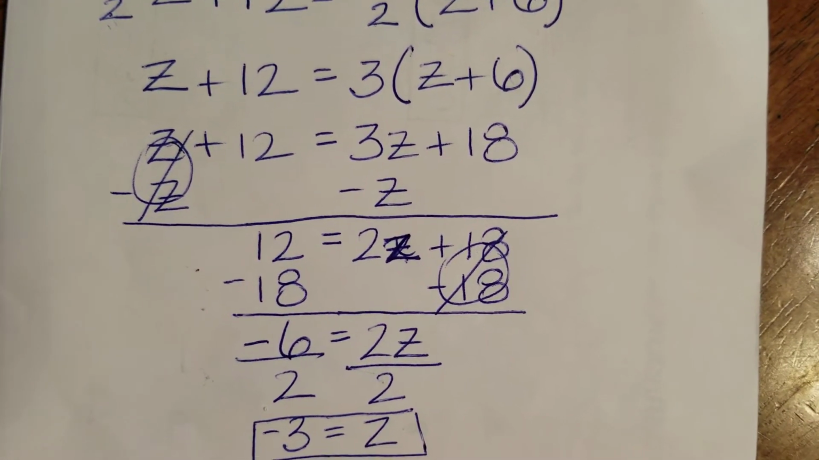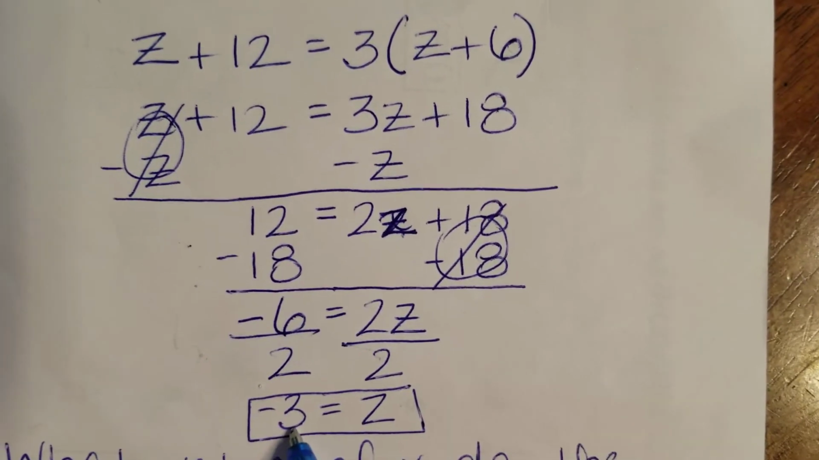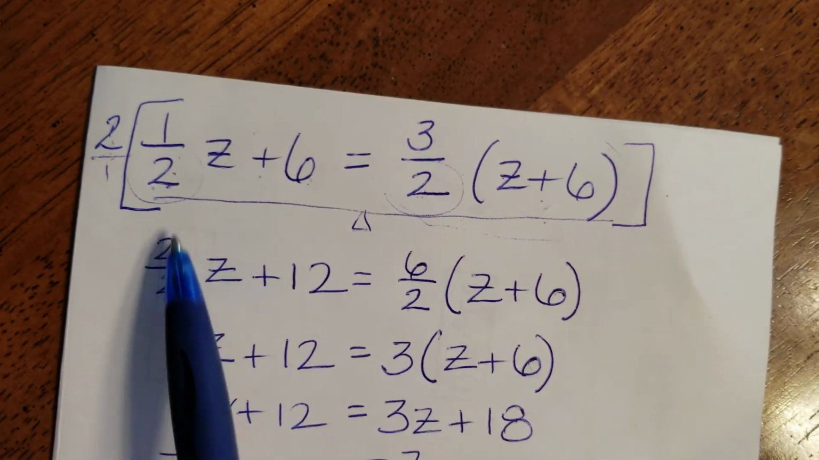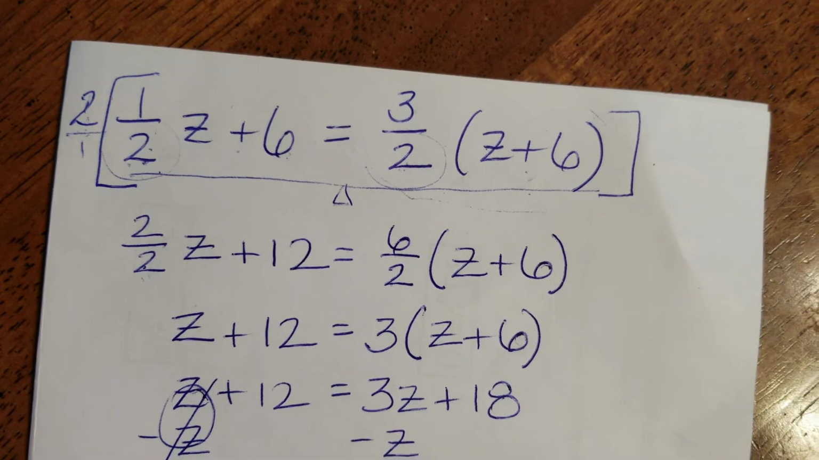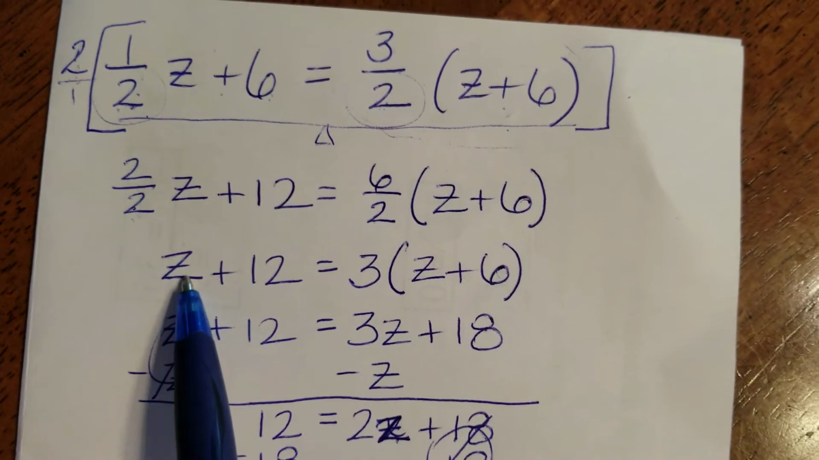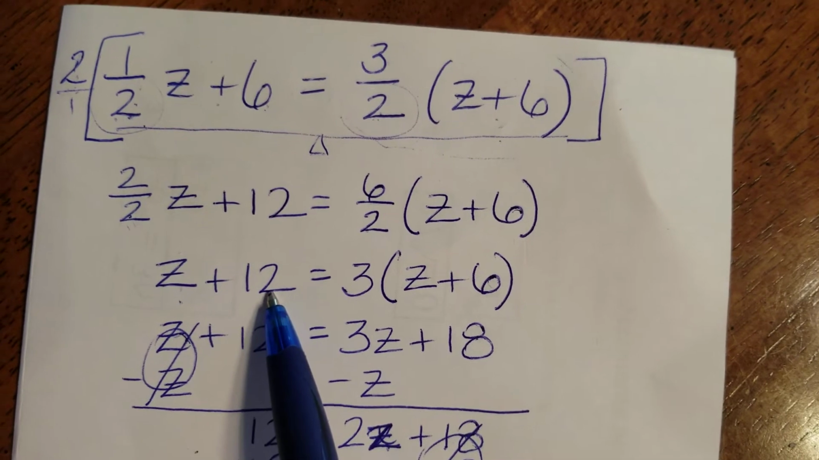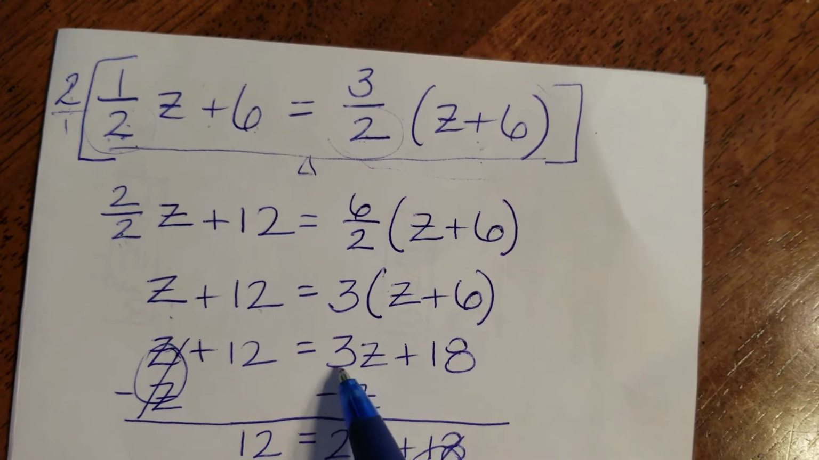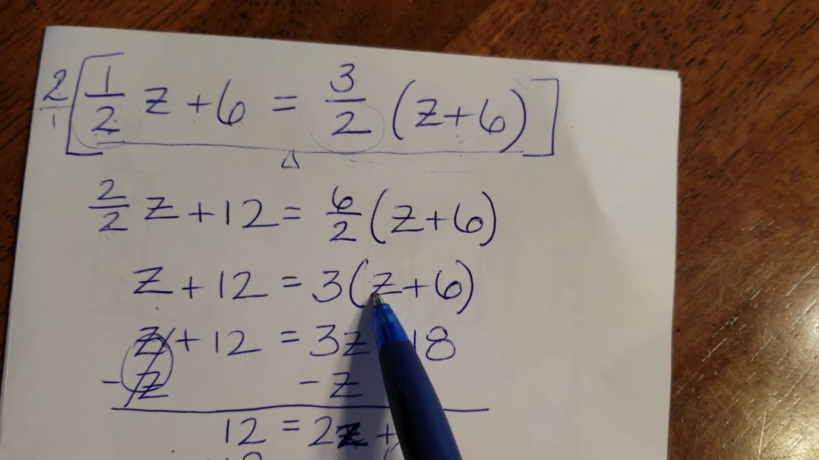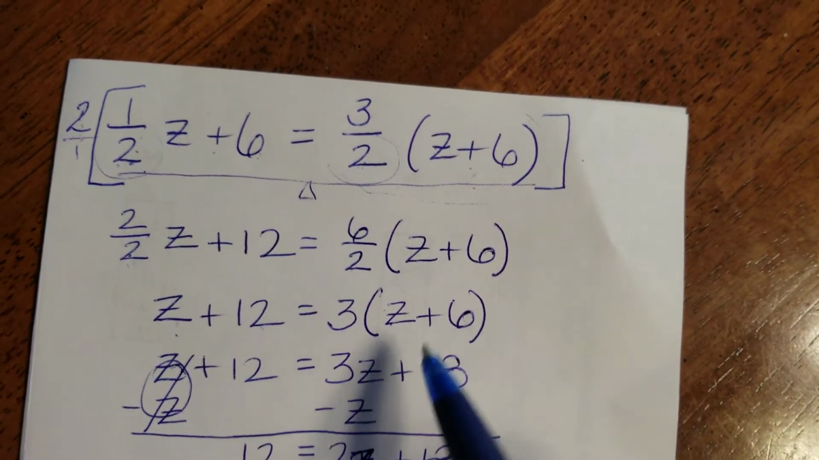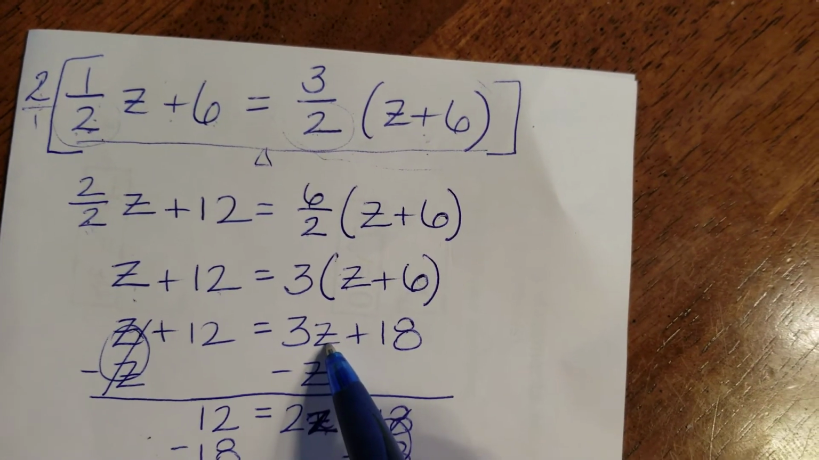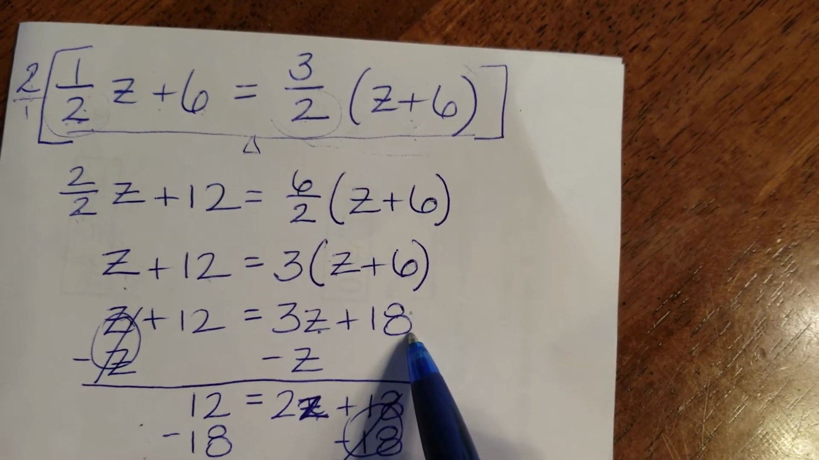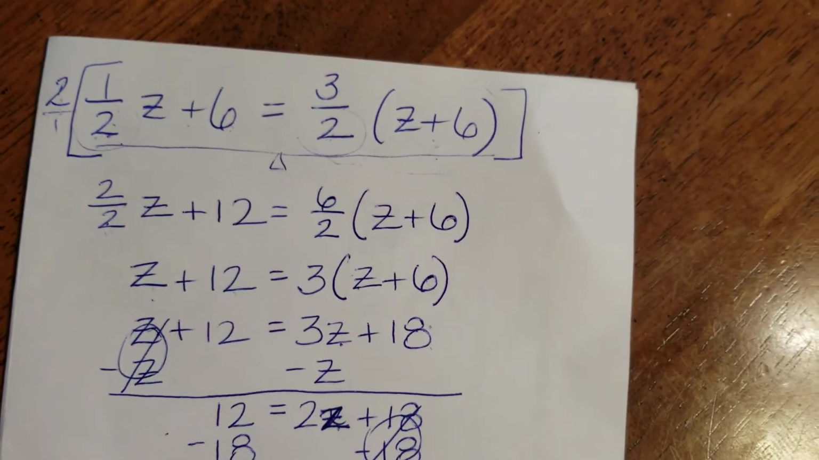How do we check our answer to make sure we're correct? We can take -3 and substitute right back into these equations. And as long as it balances, we're good. Let's go to this one. So we'll say -3 plus 12, that's going to give you 9. And then if we have 3 times -3, that will be -9 plus 18. That's going to give you 9. So we know that our answer has checked.